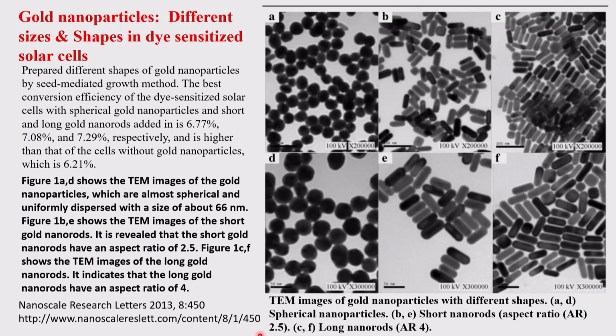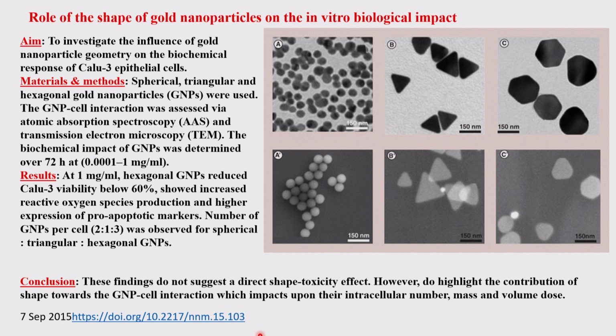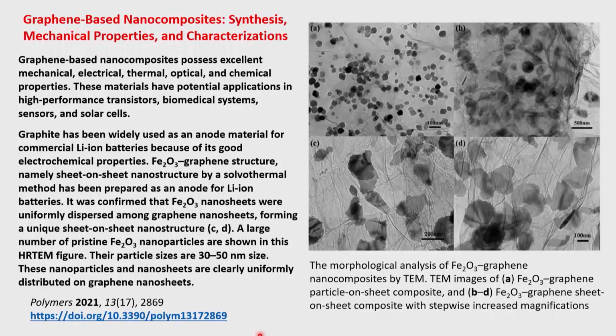For example, gold nanoparticles of different shapes and sizes, and their impact on cell properties. For all of these we have looked at how well cell survival takes place, and then we have looked at some nanocomposites, graphene-based nanocomposites, and their mechanical properties. Of course, we have not talked about the mechanical properties, but these are made with the idea of making that.